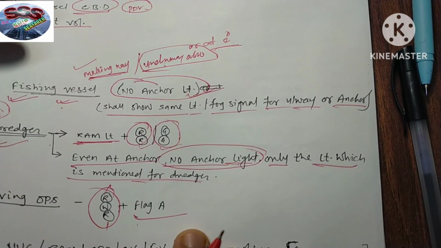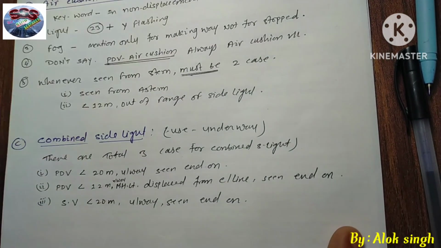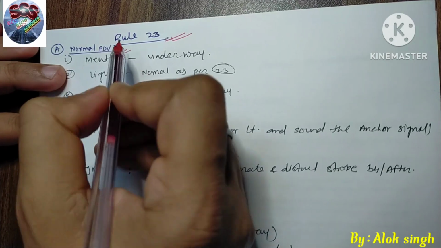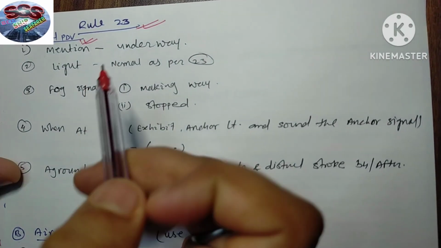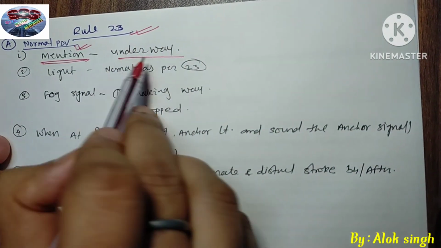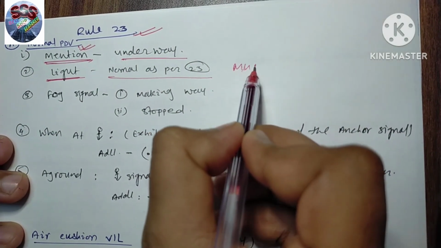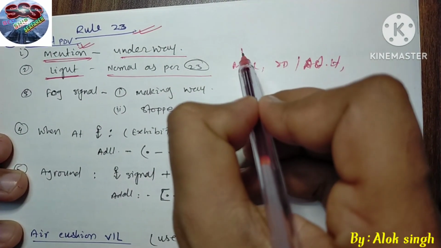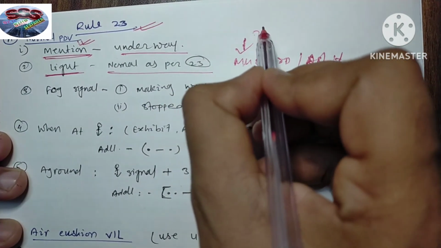Now we will come one by one to all the rules, rule number 23, 24, and up to 29, and we'll see what mistakes you have made. So now we come to rule number 23, the normal power-driven vessel. Normal power-driven means that the vessel is showing, as per rule number 23, all the lights: masthead light, second masthead light, side lights and stern light. In that case, you must mention the vessel is underway, which I have already explained. Which lights will this vessel show? Normal as per 23: masthead light, side lights, stern light, and especially when it is 50 meters or more, then a second masthead light.